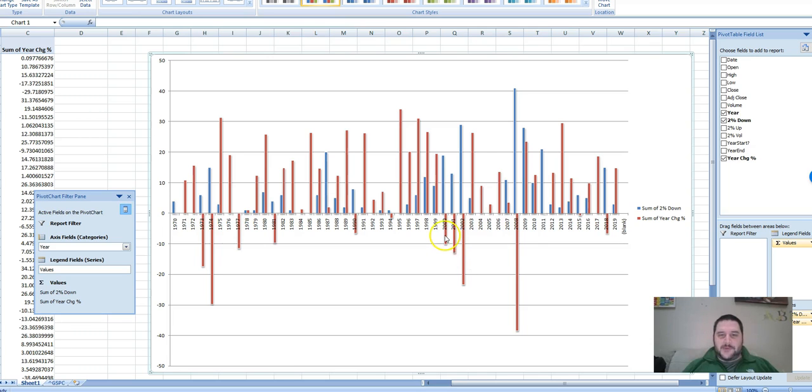What's interesting about the dot-com crash is that it really accelerated from 2000 to 2002, and I just find that interesting because I hadn't really thought about it that way.